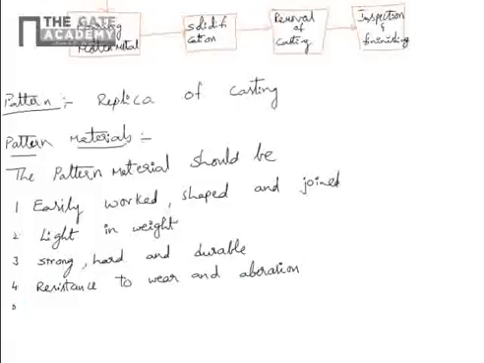Resistance to corrosion, because if it is exposed to the atmosphere or to liquid, it should not get corroded. Low cost, which is more important. So it has to be low cost, easily shaped, worked or joined, and light in weight. So these are the main properties. We will go one by one.